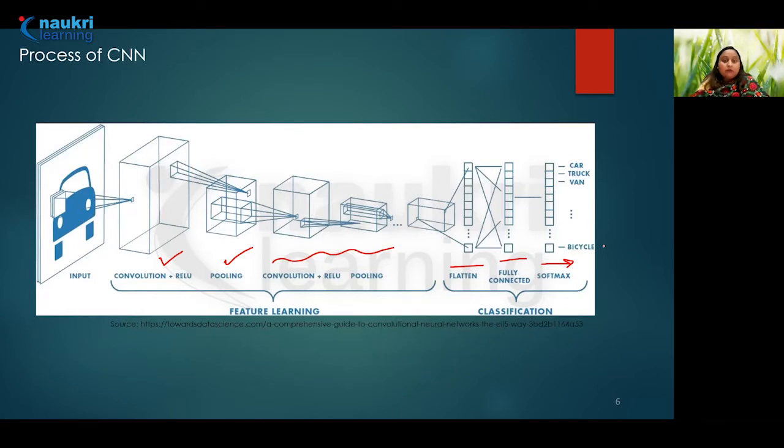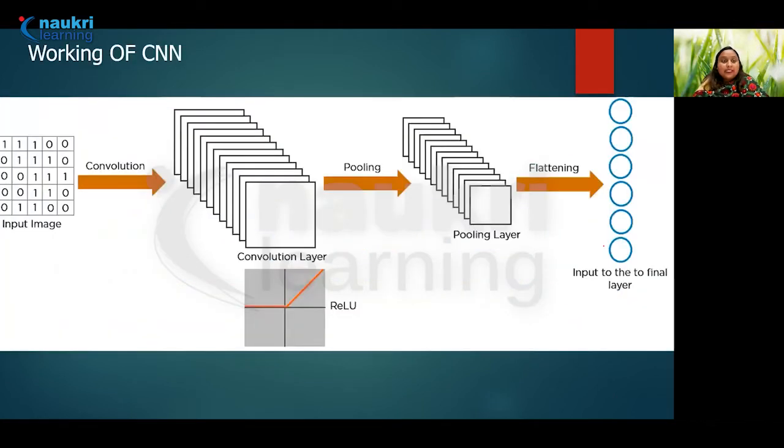So let's move on to the next slide, and let's see the complete working of the CNN. For the input image, we feed the matrix of the pixels to the convolutional layer. Then the convolutional layer will act upon it and send it to the pooling layer. Then the pooling layer will fetch the important features and reduce the dimensionality. And finally, it will flatten the matrix and send the flattened output to the final layer, the fully connected layer.